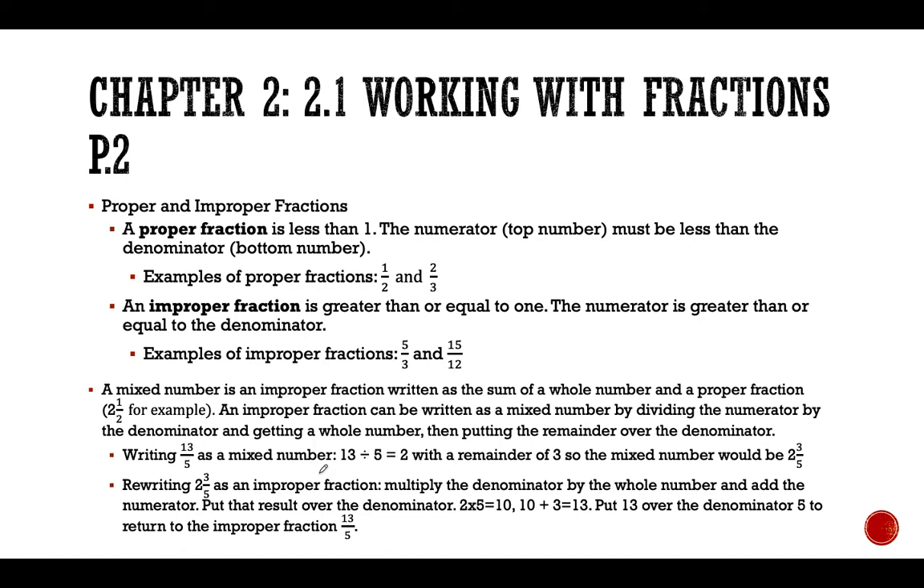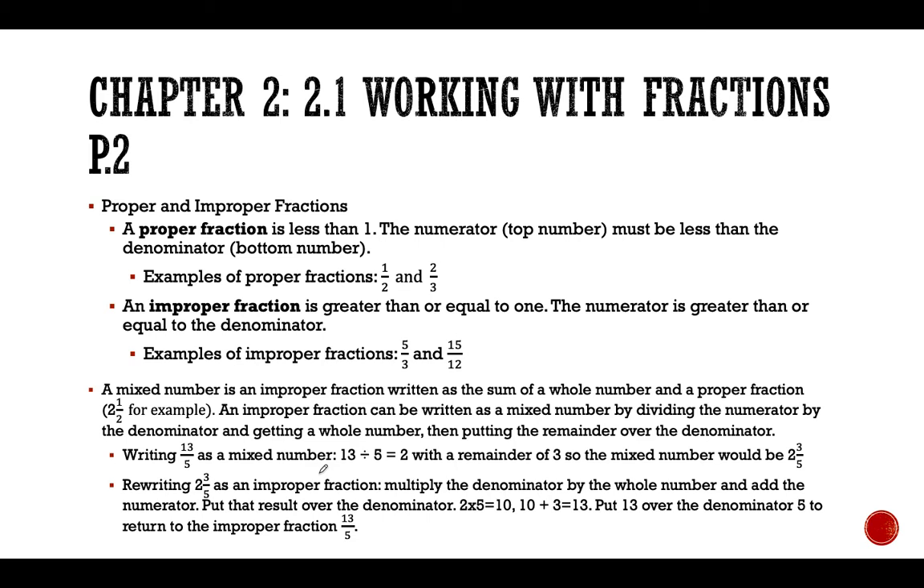An improper fraction is greater than or equal to 1, so the numerator is greater than or equal to the denominator. Some examples of improper fractions: 5/3, 5 is greater than 3, and 15/12, 15 is greater than 12.